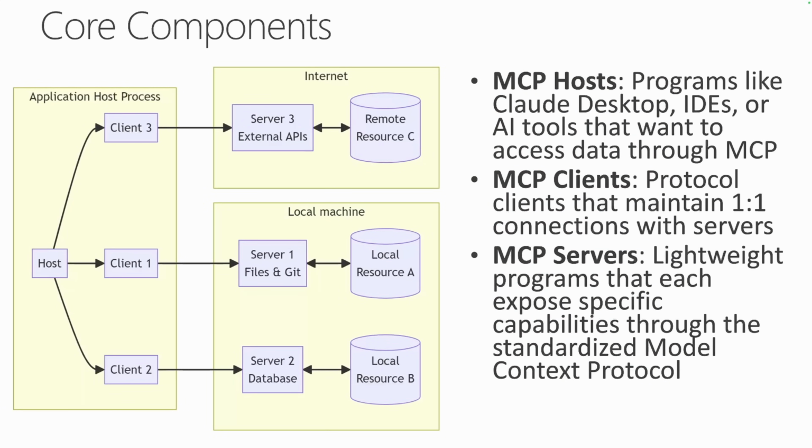The core components of an MCP are three: the MCP host, which are programs like Claude, IDEs, Visual Studio Code, or AI tools that want to access data through an MCP. Then we have the MCP clients, which are protocol clients that maintain a one-to-one connection with the servers. And the key concept today, because we are going to create a new MCP server using C# later, are the MCP servers: lightweight programs that expose specific capabilities through the standard Model Context Protocol.